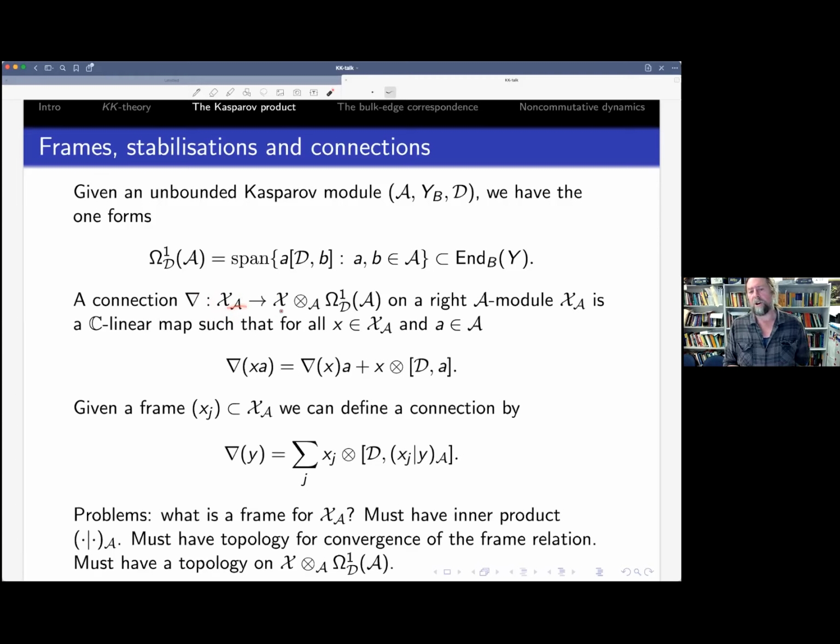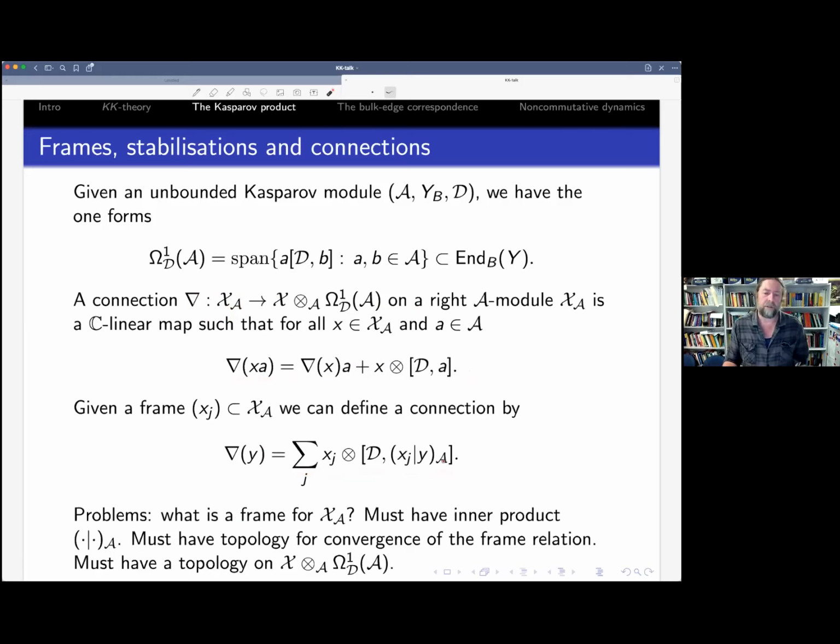So a connection on here is a complex linear map that is almost A-linear, or it's a derivation, whichever way you want to think about it. So it satisfies this rule. And if I'm given a frame, I can define a connection, at least algebraically, by this formula. And you can check that that's a connection in very close to the differential geometry sense.